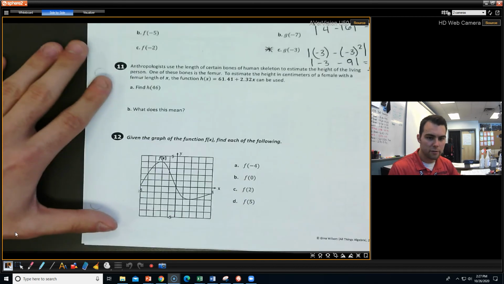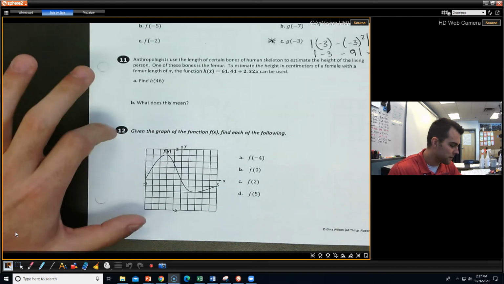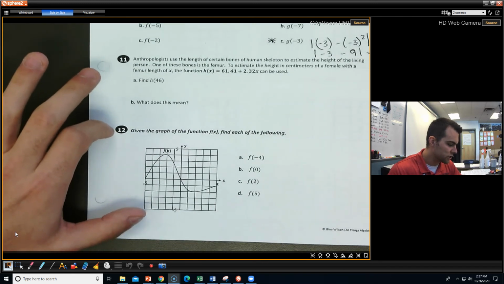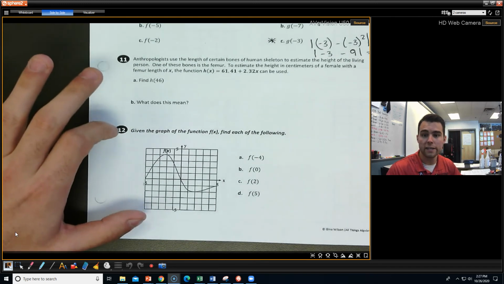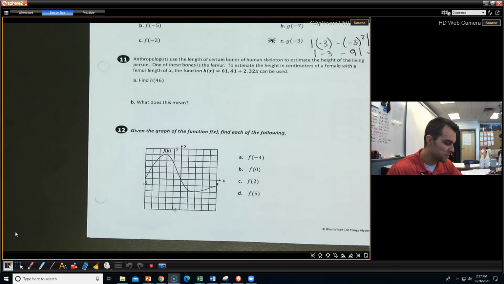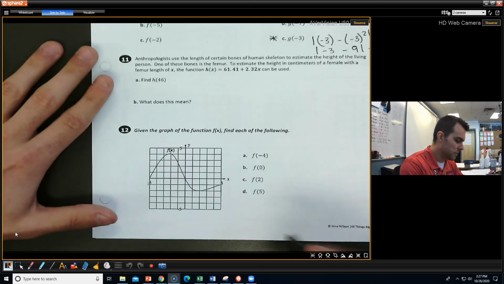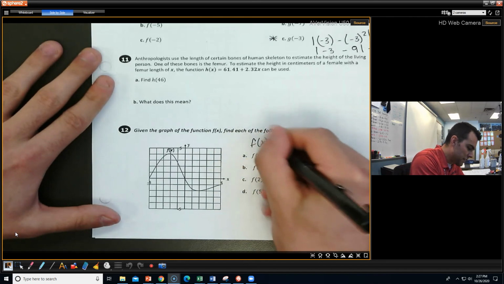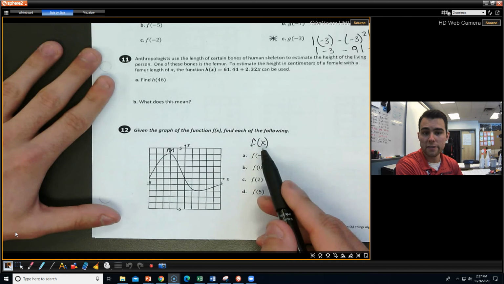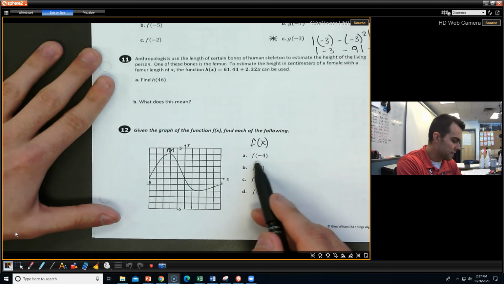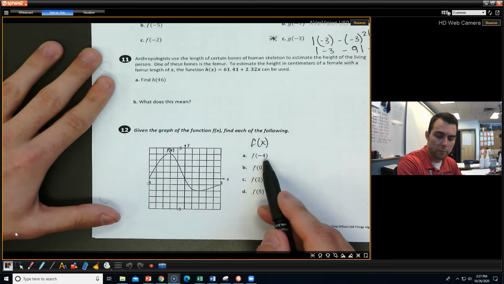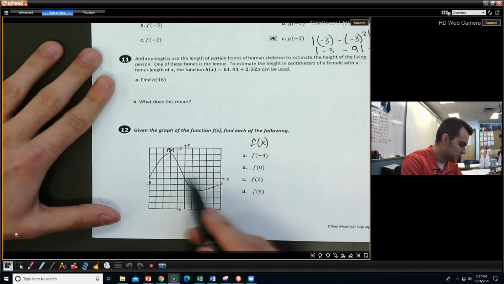The last thing I kind of want to look at is number 12. And this is actually using the graph of the function to find each of these guys, right? So it's really not that bad. It just looks a little intimidating. So remember, these are x values in here. So we need to find the y values. Well, if I have f of negative 4, I'm going to find negative 4 on my x-axis.